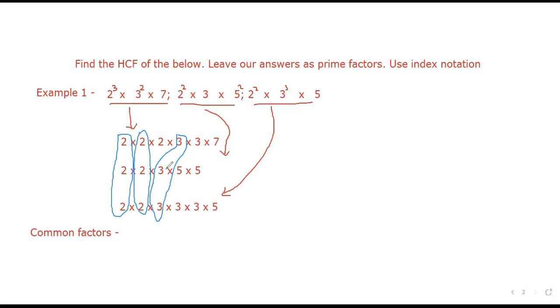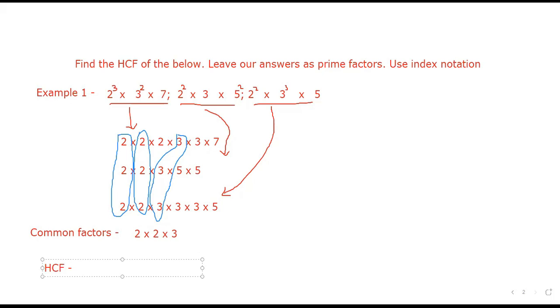So I have 2 here. I do not have any 2 here. I have 3. I do not have any 3. I have 7. I do not have any 7. So I have just 3 numbers that are common. So I'm just basically going to write it 2 times 2 times 3. Now, I have the HCF.